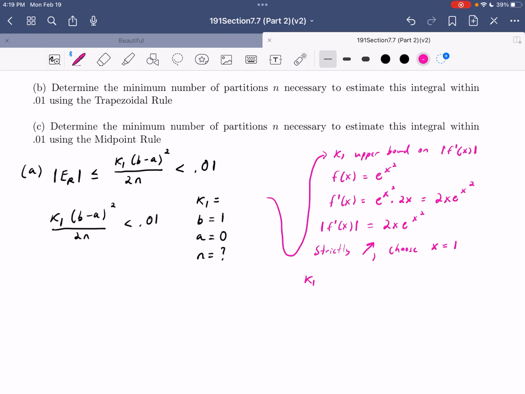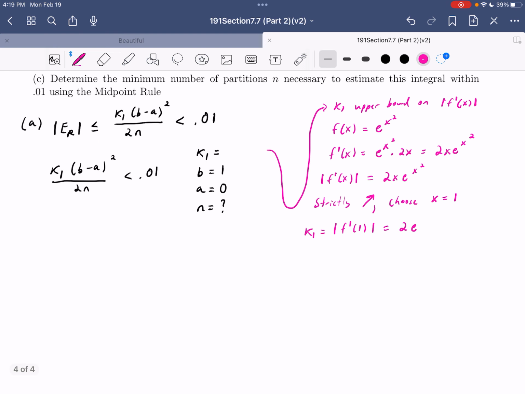That means k1 here is going to be the absolute value of the first derivative at 1, which if we plug in is just going to be 2e. Now, of course, in a moment, we'll use our calculator to actually evaluate that when we plug it in. But for now, let's just carry that as 2e. So there we go. We have our k1. Now we can plug this stuff in. So if we do that over here, we have 2e times (1 minus 0) squared over 2n less than 0.01.